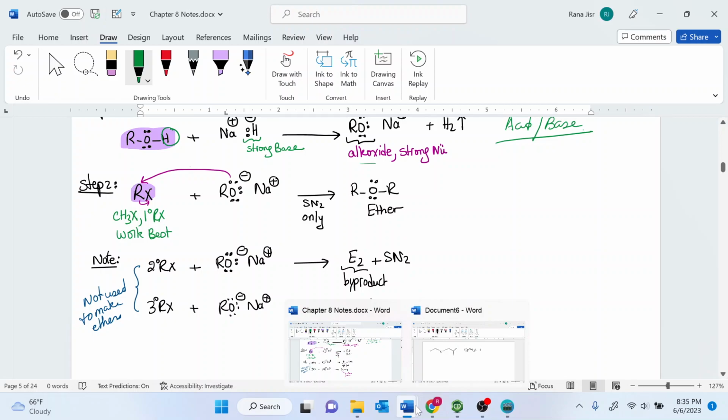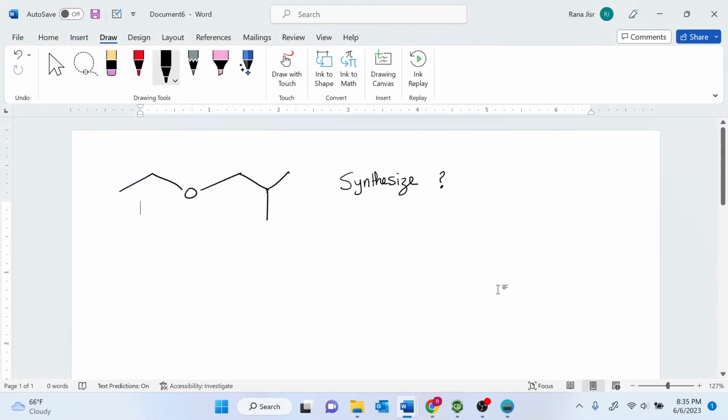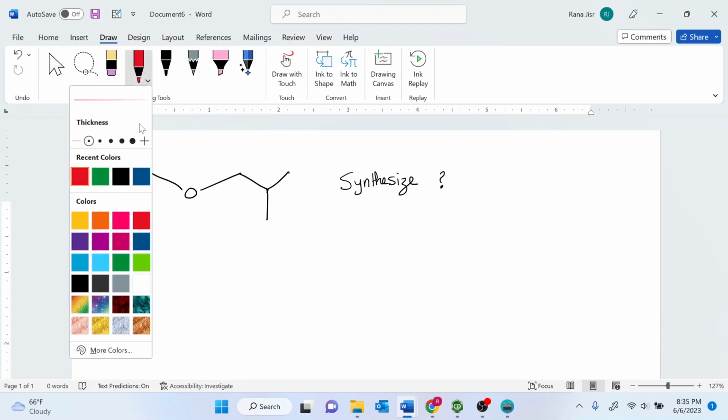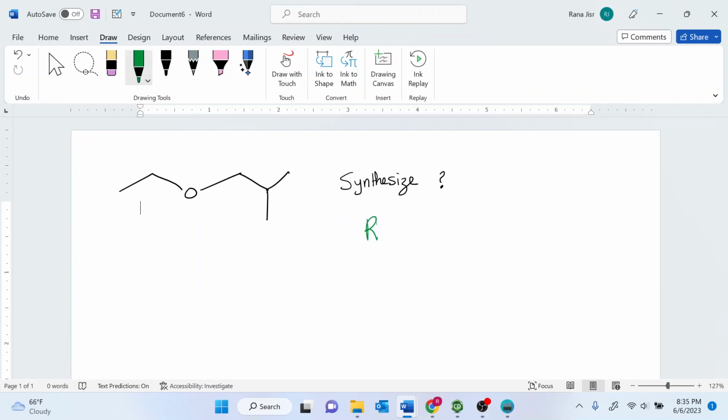Let's say, for example, I want to go ahead and synthesize this ether. So the first thing that you would need to do is locate the bonds that you can go ahead and break. Because after all, ethers are made by reactions of alcohols and primary alkyl halides. It's either a primary alkyl halide or a methyl alkyl halide. So I want to pick from that ether a side which is an alcohol and a side which is an alkyl halide, precisely a primary alkyl halide.